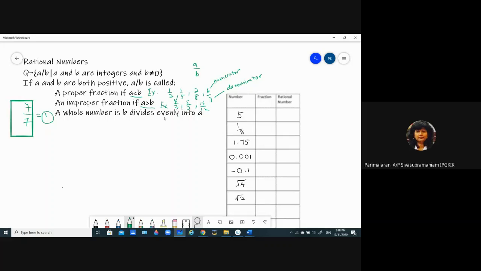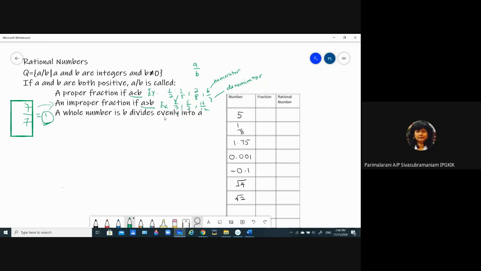But is it proper or improper? Improper fractions are when the numerator is greater, and also when it's equal. So 7 over 7 is also known as an improper fraction. Of course, when you divide it, it's a whole number. So we go by the definition that any number that can be written as a fraction is a rational number.